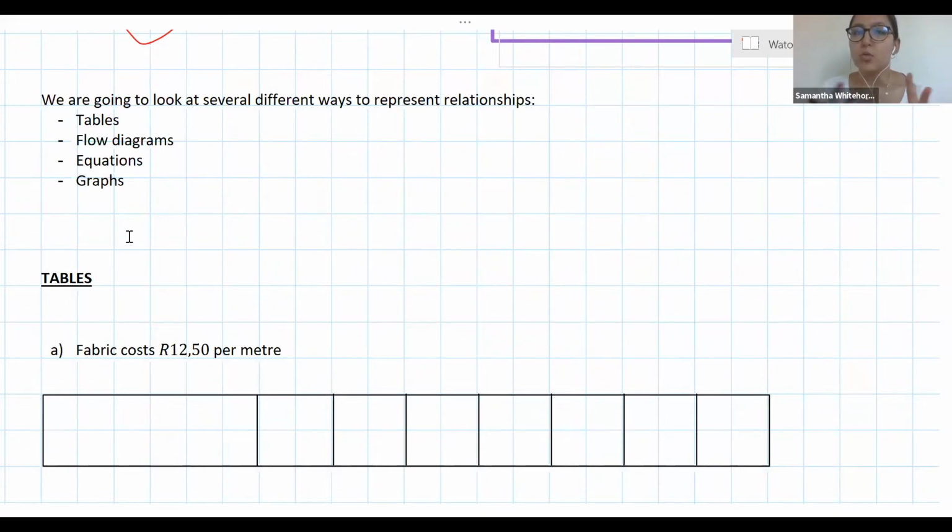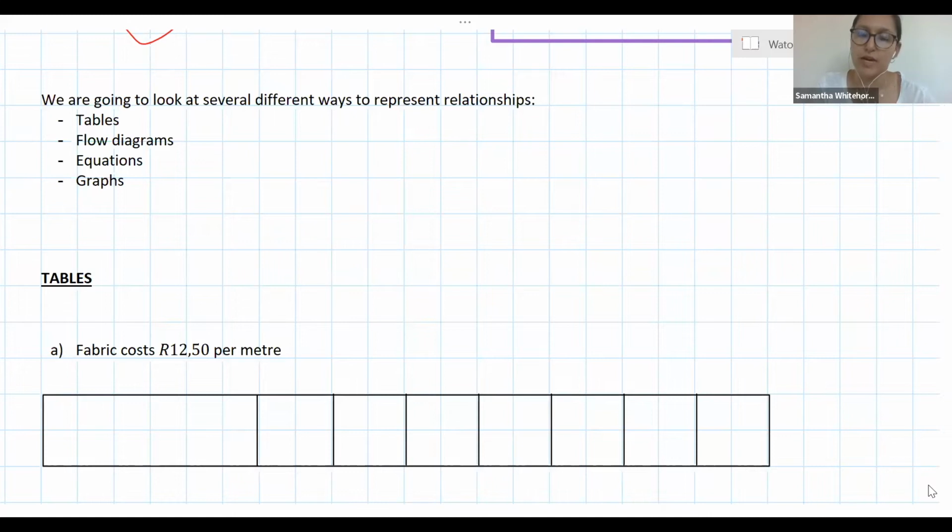For the most part, the ones that you guys need to be very familiar with are equations and graphs, which we're going to chat about today. But in grade 8, we're also going to be exposed to tables and flow diagrams that we need to be comfortable with. Now, tables are a very, very useful tool, and you can use them basically up until matric if graphs is a section that you struggle with. But really graphs and equations is where we need to focus and feel comfortable. So we're going to have a look at these 4 different ways of representing relationships.